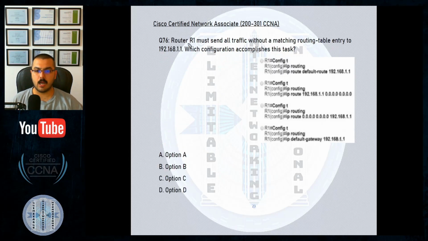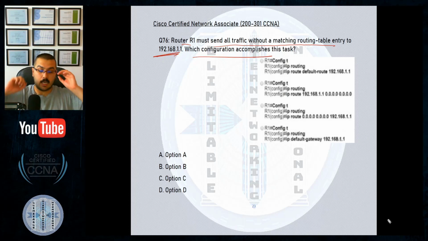76 says R1 must send all traffic without a matching routing entry to this guy. Which config does that? I hope that you did catch the idea here that says without a matching routing table entry. What does that mean?